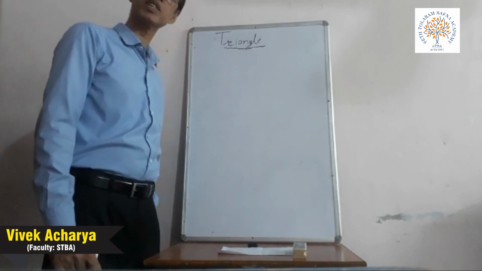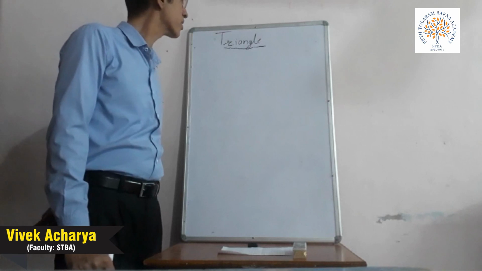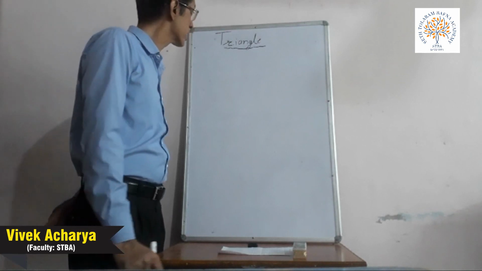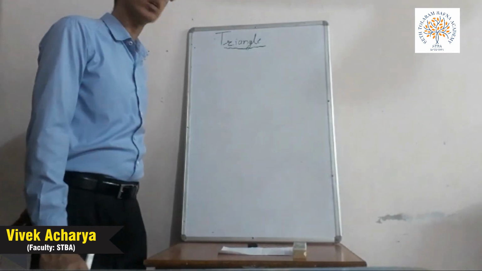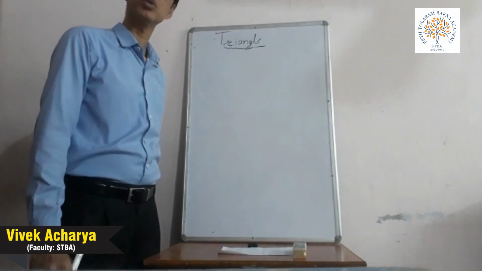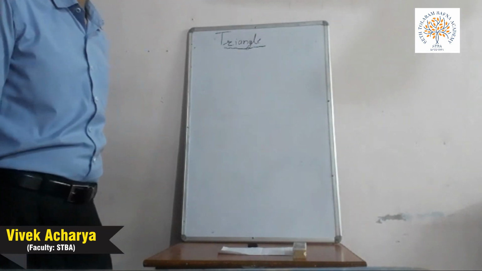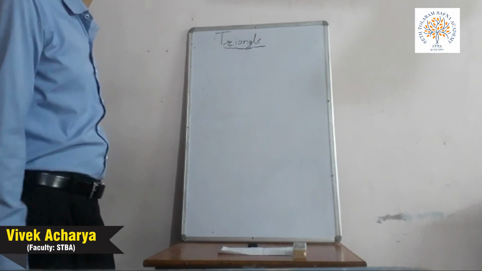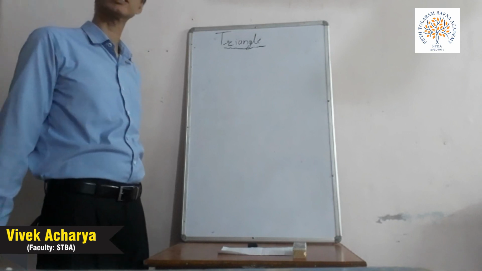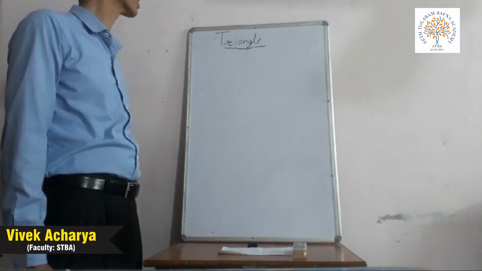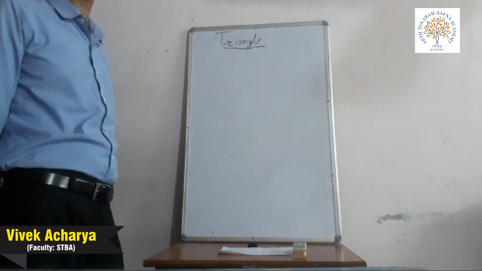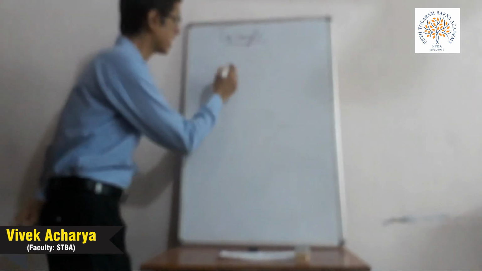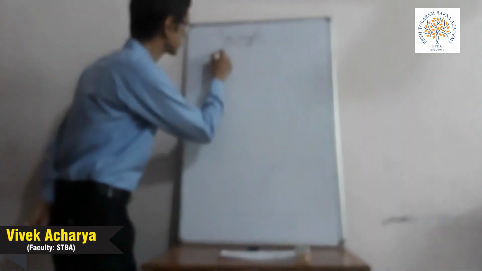Children, in the previous class we started triangles and their properties. In that one I explained to you the two important properties of a triangle, that is, the angle sum property and the exterior angle property. First, I am going to revise these two properties.